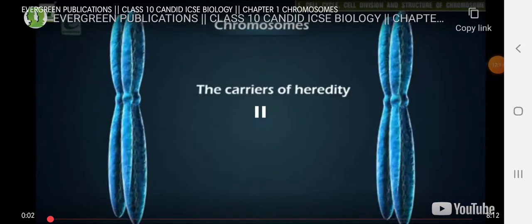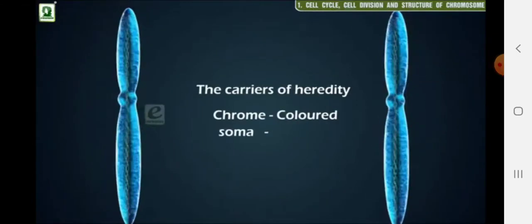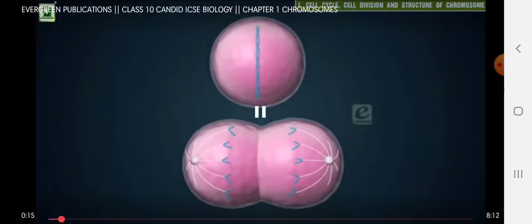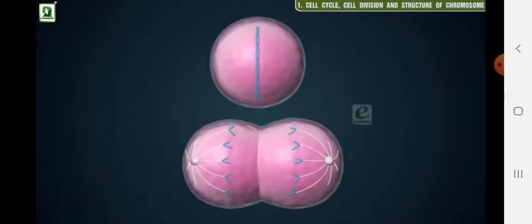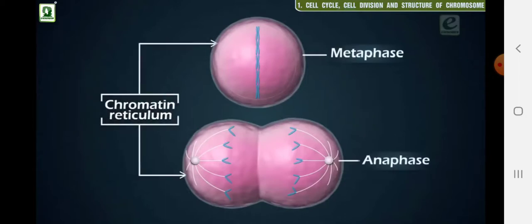The carriers of heredity. Chrome means colored and soma means body. These are small but thick, rod-like, darkly stainable structures, seen in the nuclei of dividing cells only at metaphase and anaphase stage of cell division, unlike the structures called chromatin reticulum.